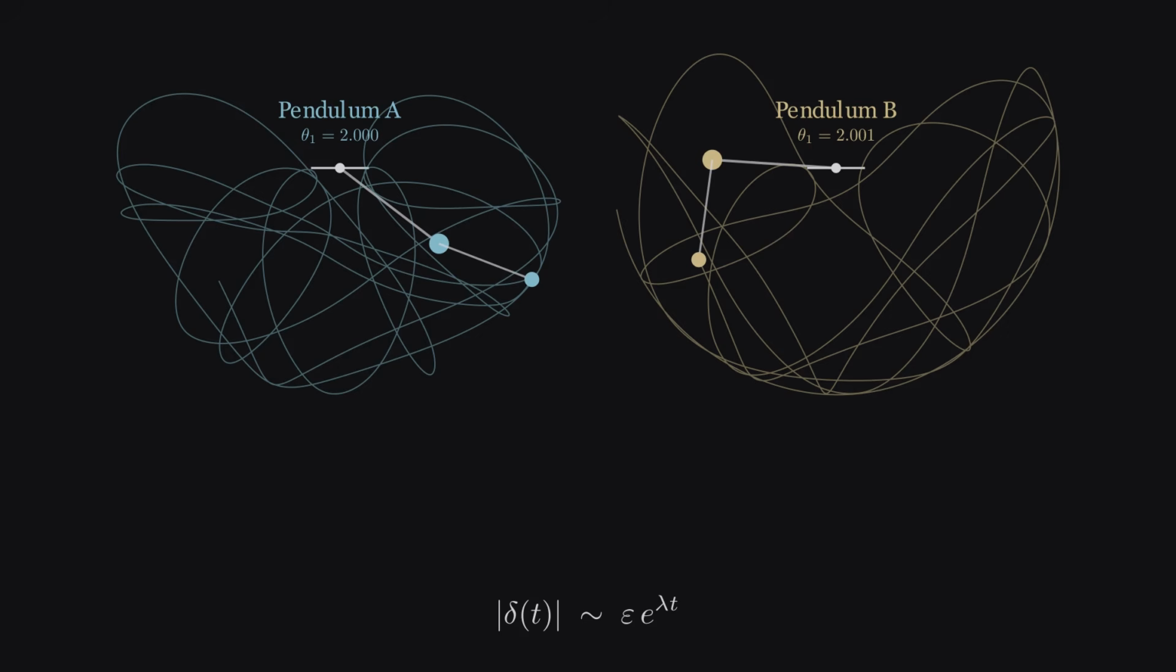The same exponential divergence we saw in the magnetic pendulum, but now visible as two physical objects moving through real space. And just like the magnetic pendulum, the divergence is not gradual, it is exponential. The distance between the two trajectories in phase space grows as e to the lambda t, where lambda is the maximal Lyapunov exponent of the system.